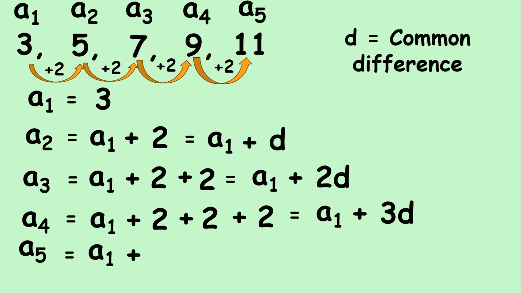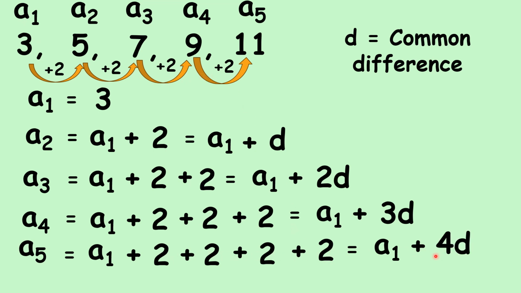In getting to A5, if you look above, you will notice that you will add A1 plus 2, and then you add another 2, and then another 2, and then another 2, and that gives us A5. So you have A1 plus how many 2's? 1, 2, 3, 4. 4 2's, which is 4 times the difference.